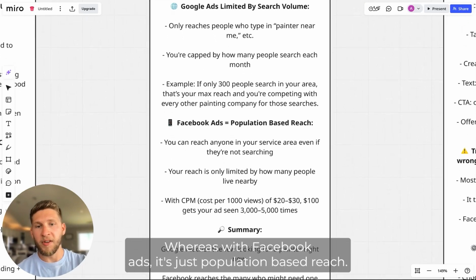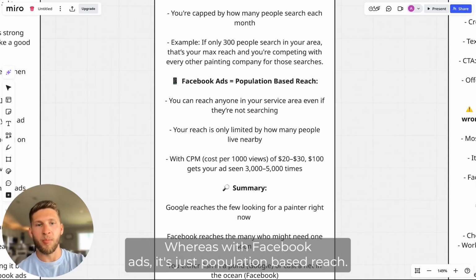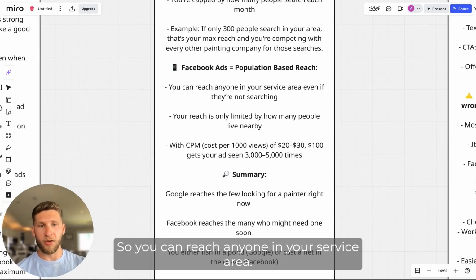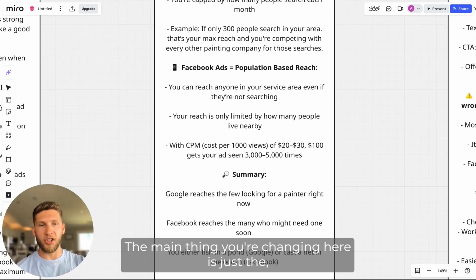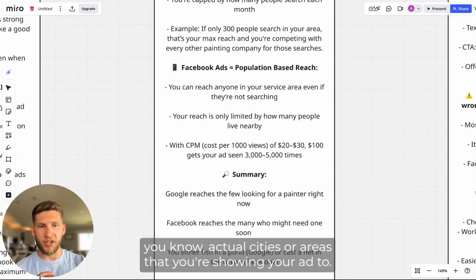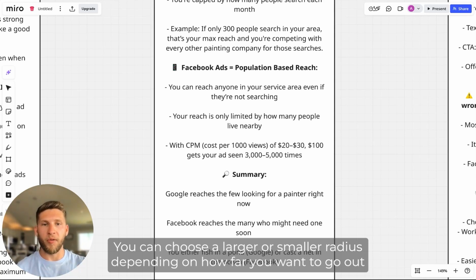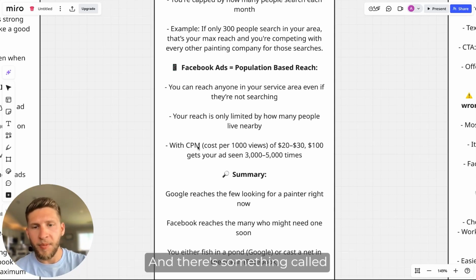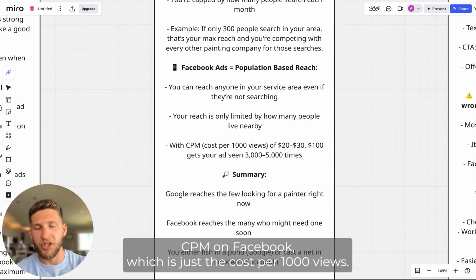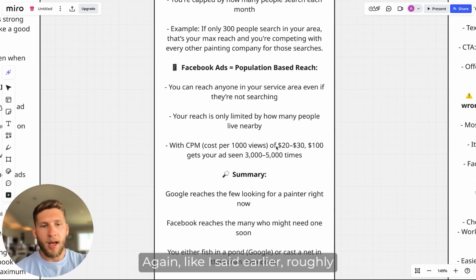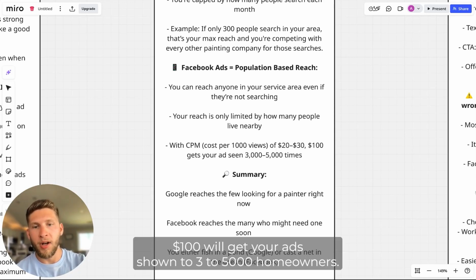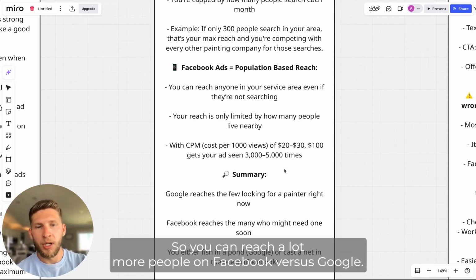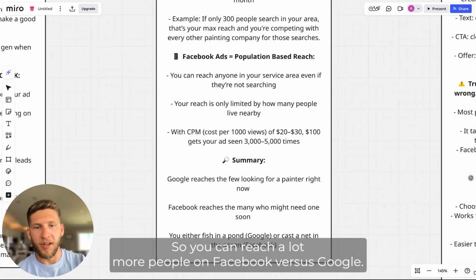Whereas with Facebook ads, it's just population-based reach. So you can reach anyone in your service area. The main thing you're changing here is just the actual cities or areas that you're showing your ad to. You can choose a larger or smaller radius depending on how far you want to go out and actually complete the work. And there's something called CPM on Facebook, which is just the cost per 1,000 views. Again, like I said earlier, roughly $100 will get your ads shown to 3,000 to 5,000 homeowners. So you can reach a lot more people on Facebook versus Google.